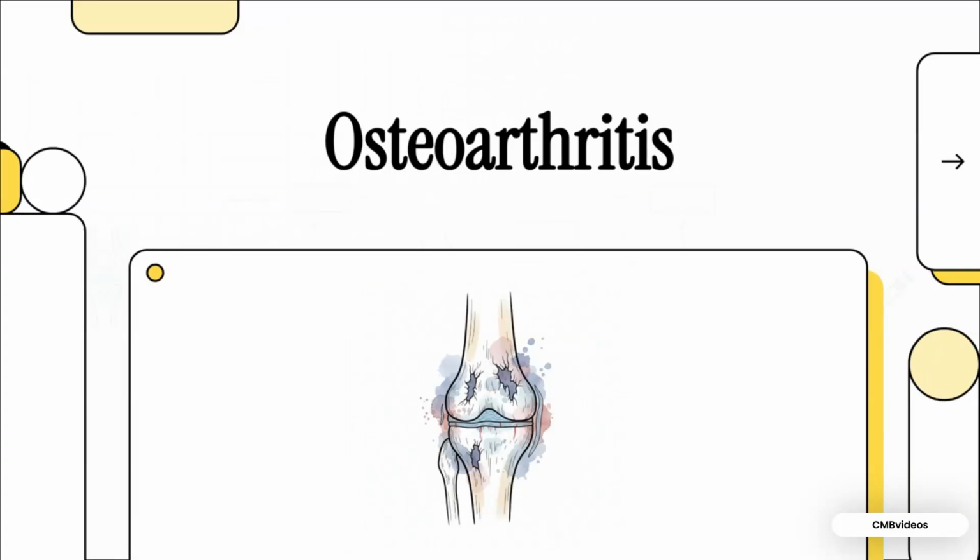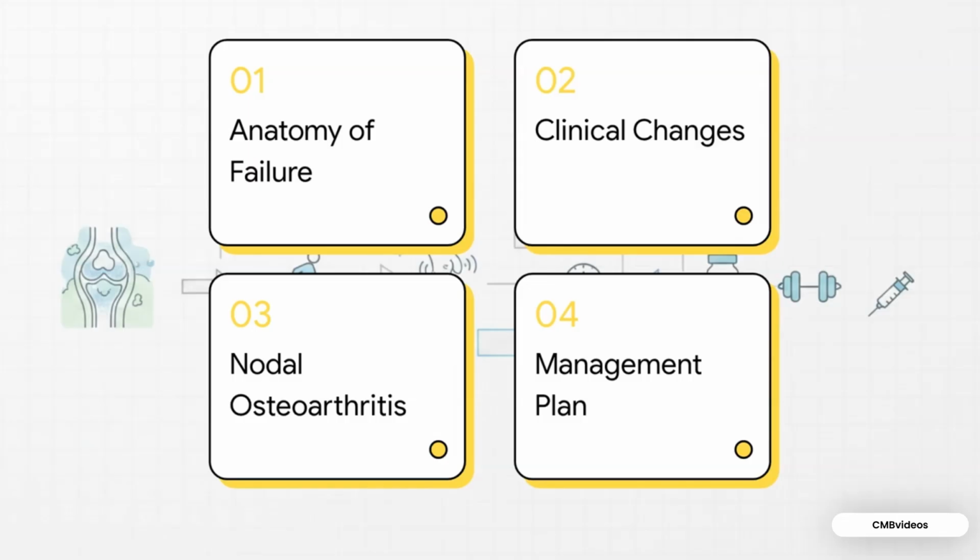Welcome to The Explainer. Today, we're diving straight into the complex mechanics of osteoarthritis. We're tossing out that old, tired wear and tear myth and looking at the surprising biological truth behind degenerative joint disease. We'll cover how it starts at a microscopic level, the physical changes you actually experience, and exactly how it's managed. Here is our game plan for today.